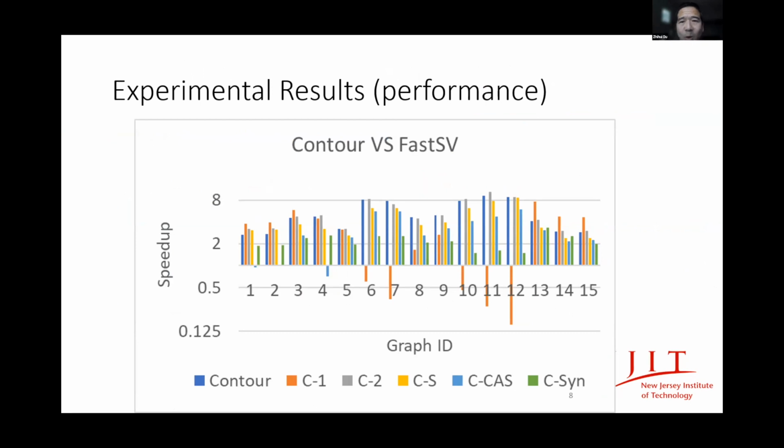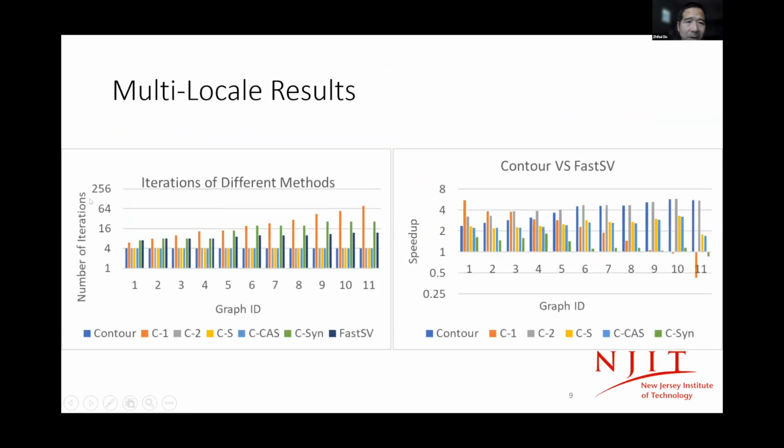This is the one local testing result. At the same time, we also test our algorithm using multi-local. Here is a 4 local based method. We can see from most of the testing results, the trends are the same, just like the 1 local method. But one result is very different. It is a C1 method.